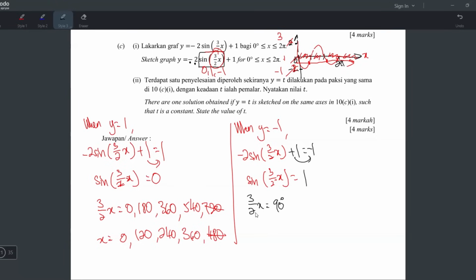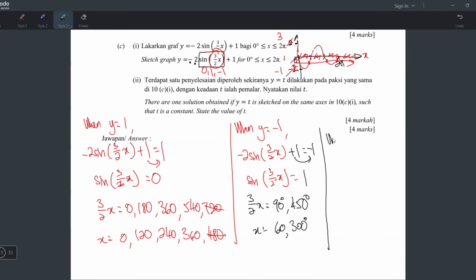If the answer ends up more than 360, then you reject. Okay, 90 has to add 360, because you have to lift it like 2 rotations. So it'll be 450. And then now you take 90 times 2 over 3, so you get 60. And then 450 times 2 over 3, you get 300. And as you can see, it is less than 360. So you have to take this point.